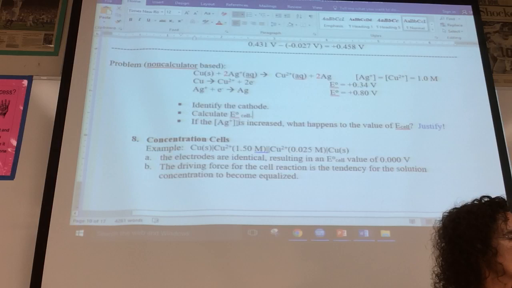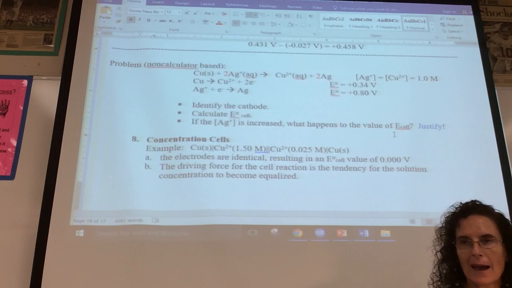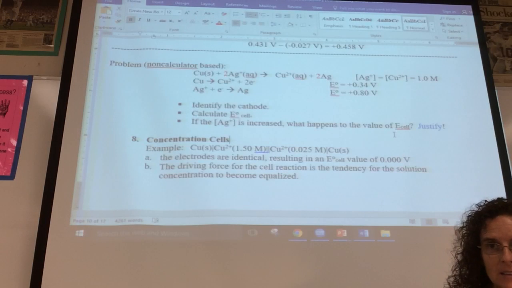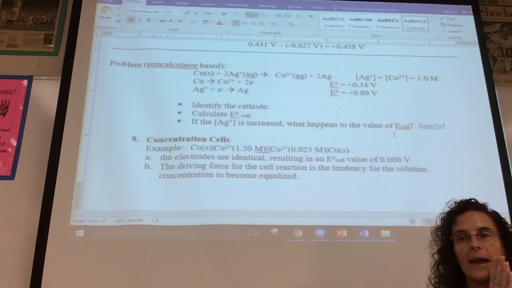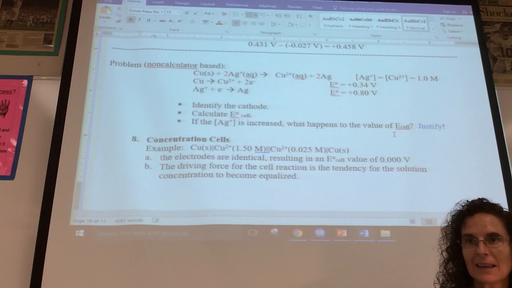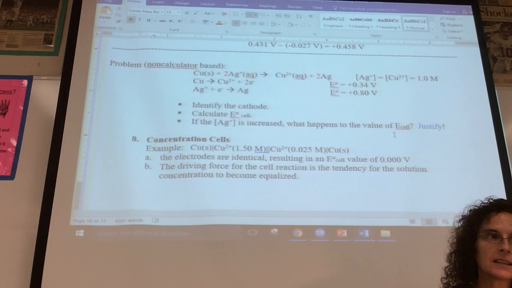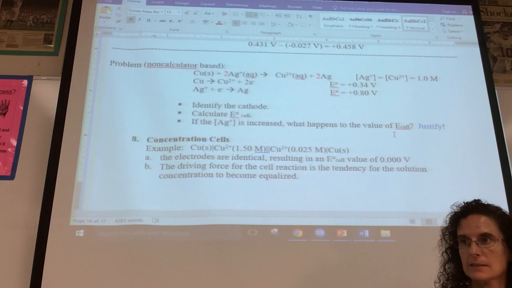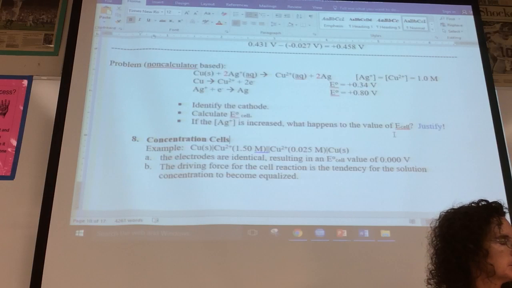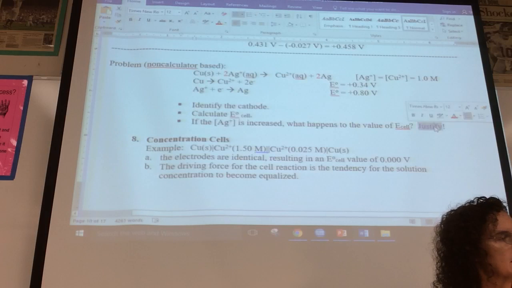If the concentration of silver ion is increased, what happens to the value of E cell? It increases, the forward reaction is favored, and what's the other key part with Q? Q will be a fraction, which has a negative value when you take the ln, which gets subtracted from E cell naught, and as a result, E cell increases. You've got it. So that's the justify piece.